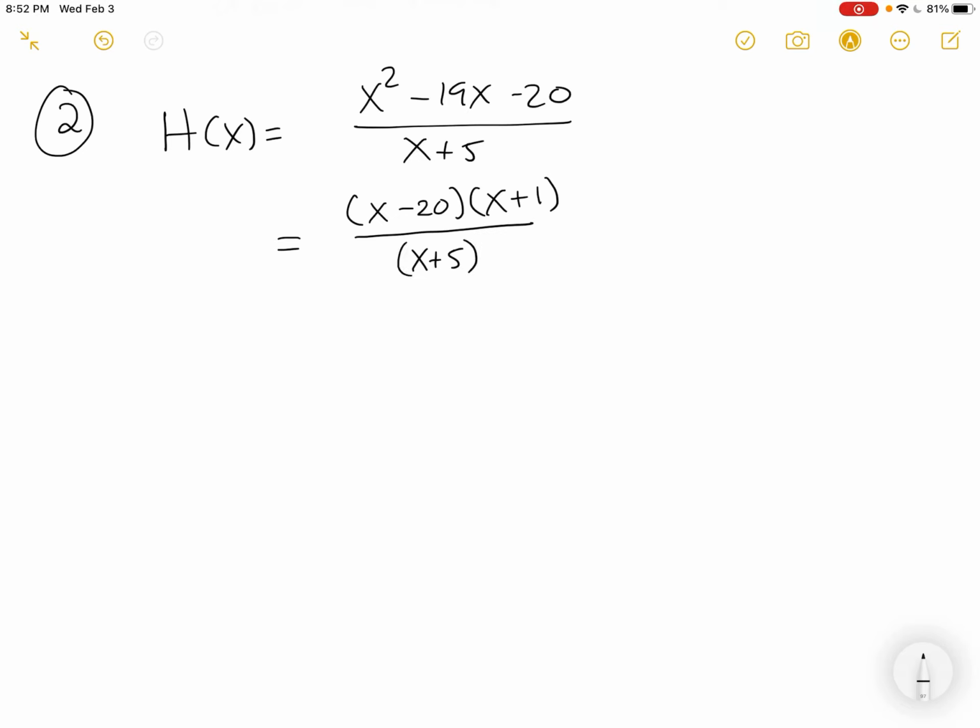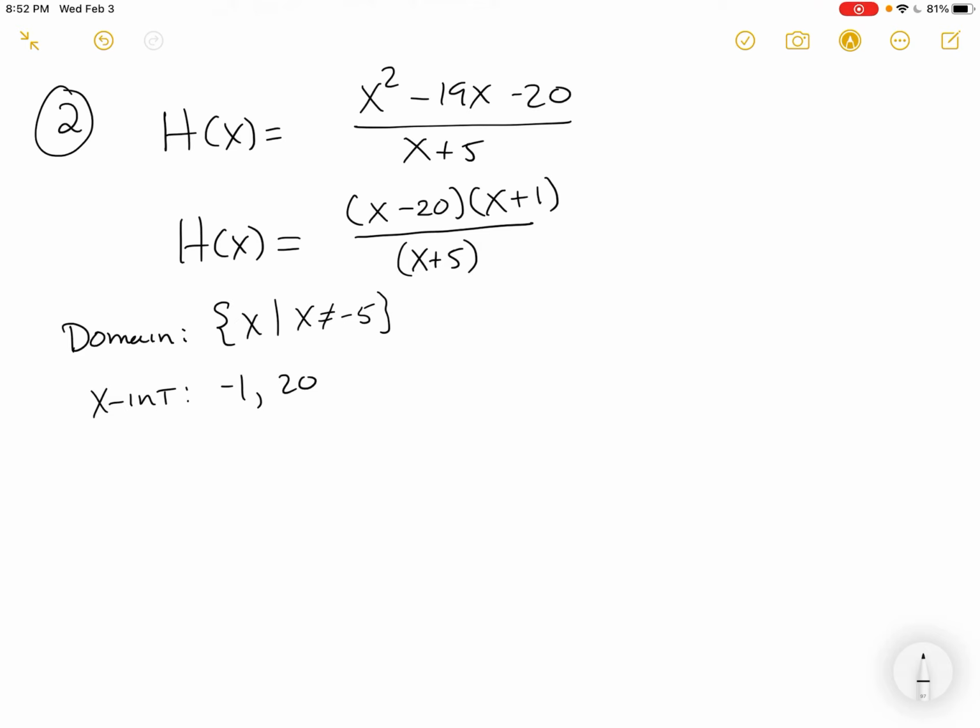They think they're being nice when they do this. So there's a re-representation of h of x. Now what does that help us do? That helps us see the domain. The domain is a set of all x's such that x does not equal negative 5. It helps us see the x-intercepts. The x-intercepts are negative 1 and positive 20.